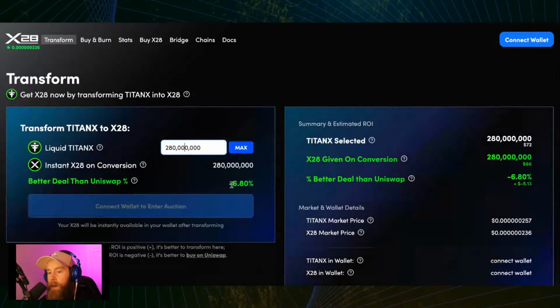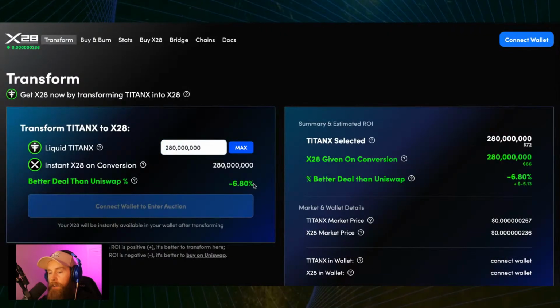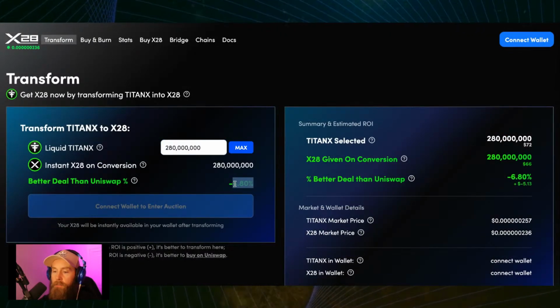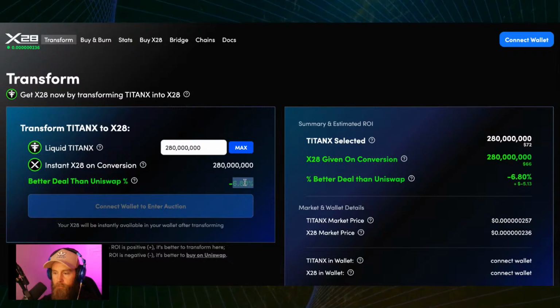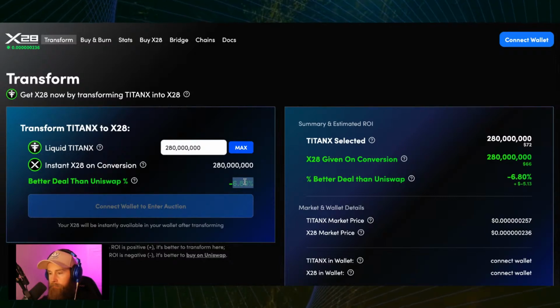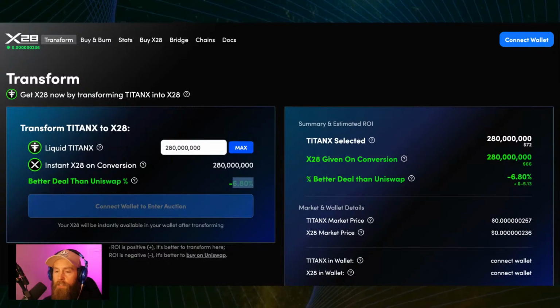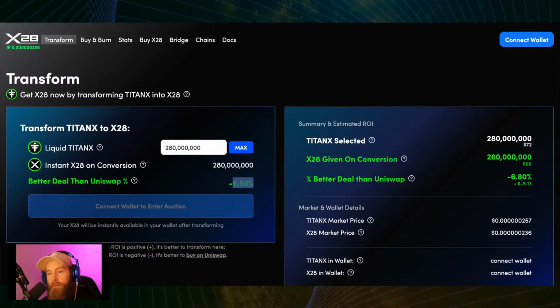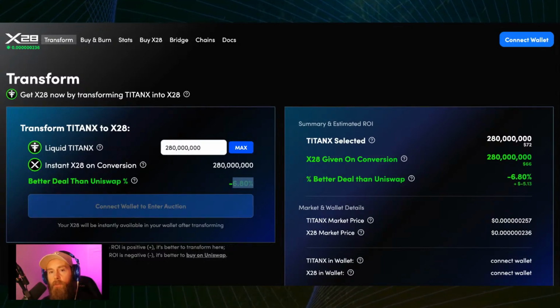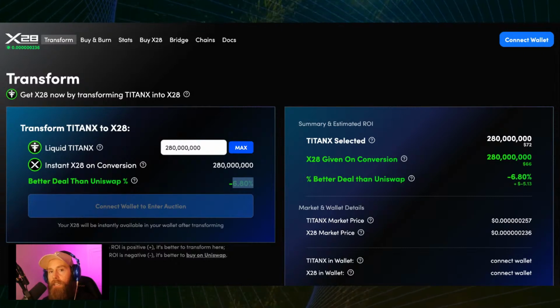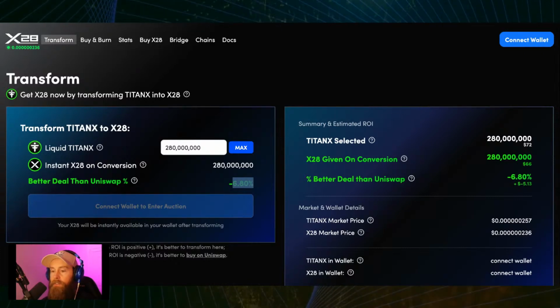Now, right now, it's actually a better deal to go buy on Uniswap. So X28 is actually off its peg by about 6.8%. It's been slowly climbing its way back up. But now TORUS is going to have nothing to do with X28. It is going to have a liquidity pool with Titan X and Titan X only. Now, this changes a lot.